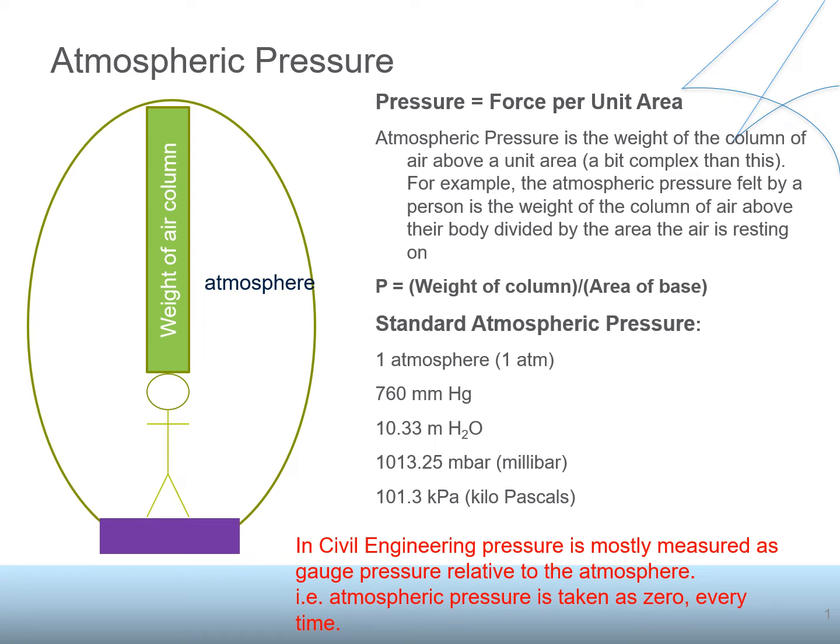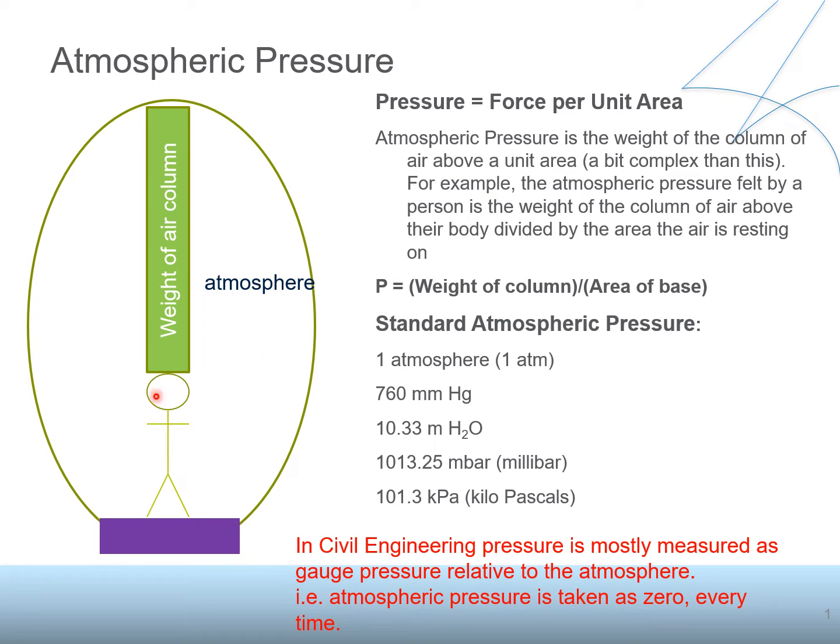In hydraulic analysis, you may encounter three different pressures: atmospheric pressure, gauge pressure, and absolute pressure. What are they? So let's start with the atmospheric pressure. We know pressure is force per unit area. Then atmospheric pressure is the weight of the column of air, that means the force divided by the unit area.